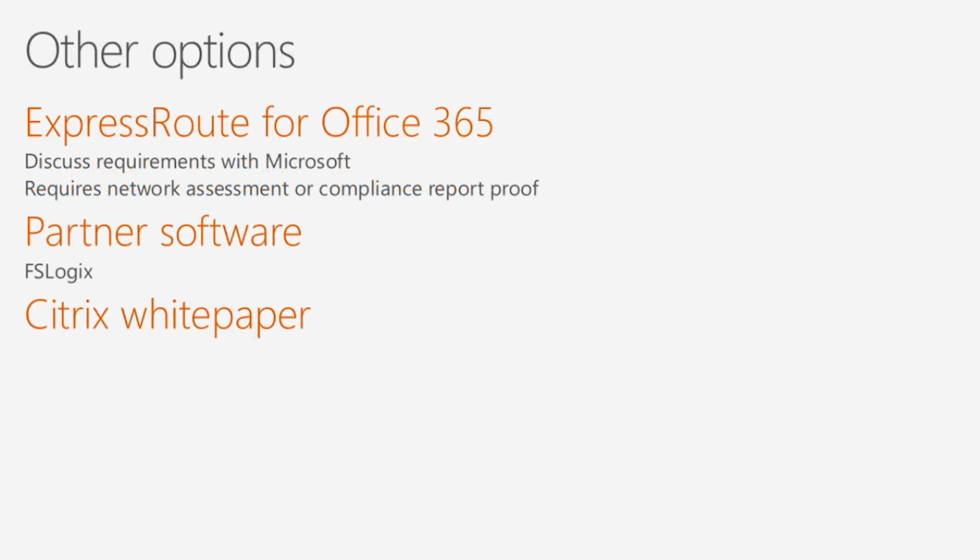So some of our other options to consider here. ExpressRoute for Office 365. Now, I have changed the guidance around ExpressRoute for Office 365. It's important that you work with your Microsoft representatives to ensure that you get the best experience, but also that you're performing network assessments to understand why you feel you need ExpressRoute for Office 365 specifically. And of course, if you have any external or regulatory compliance issues, that you talk with your Microsoft team to work through those as well.